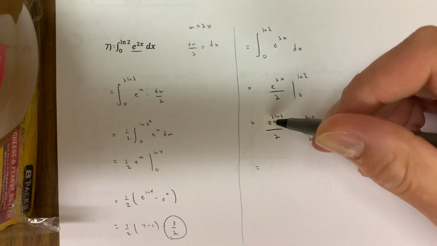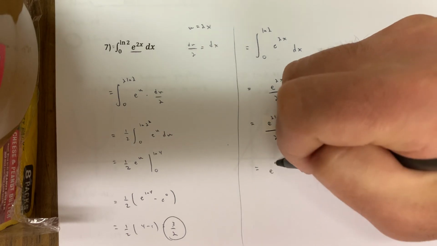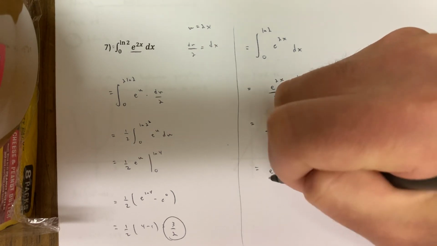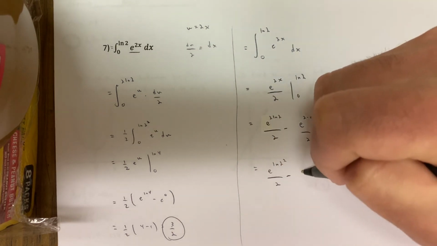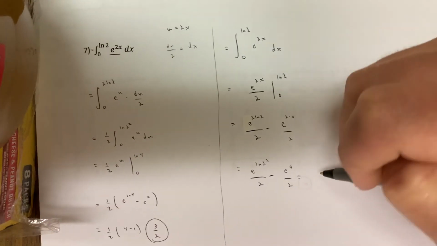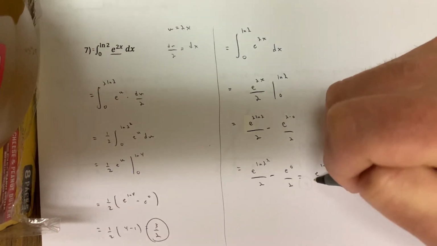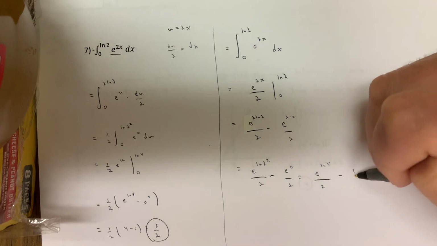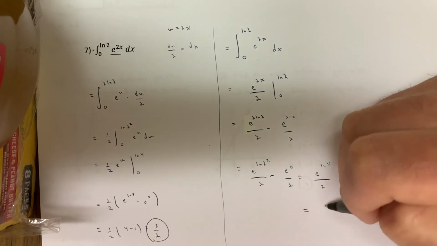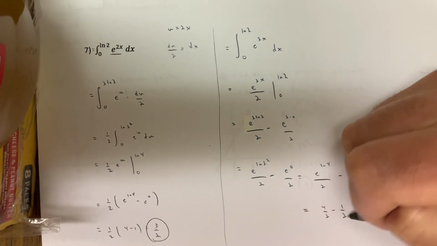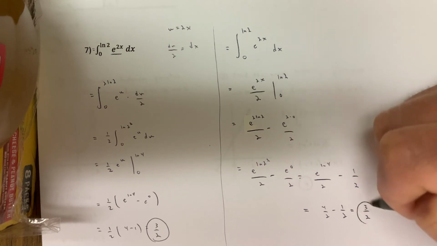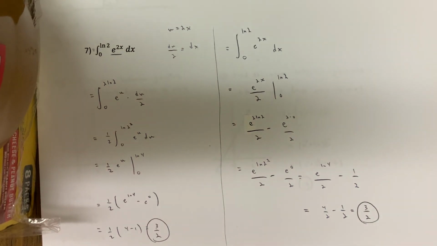And you still have to play around. How do you simplify this? Well, this is e to the ln of 2 squared over 2, minus e to the 0 over 2. This is equal to e to the ln of 4 over 2, minus 1 over 2, and this right here is going to give us 4 over 2 minus 1 over 2, which gives us that 3 over 2 that we got before, okay?